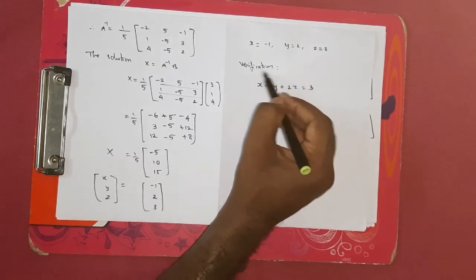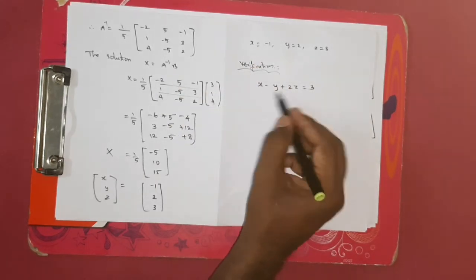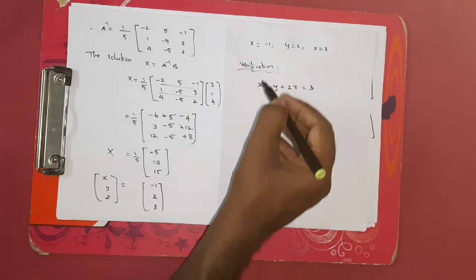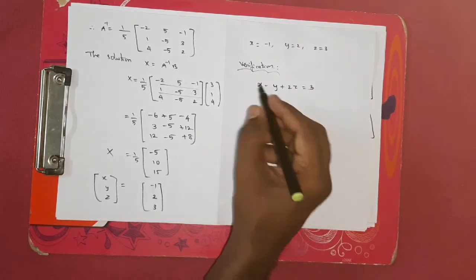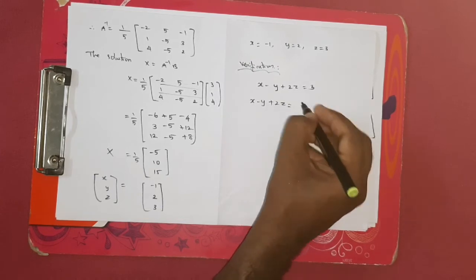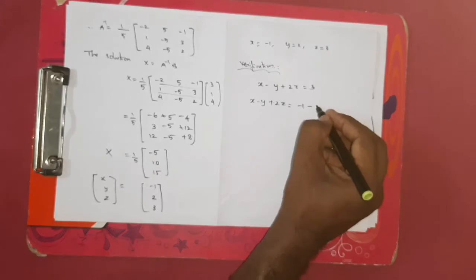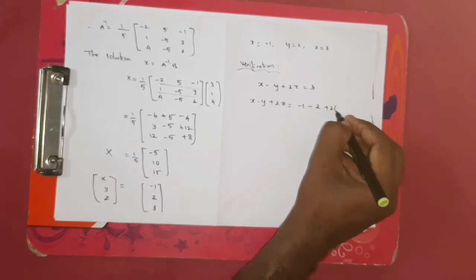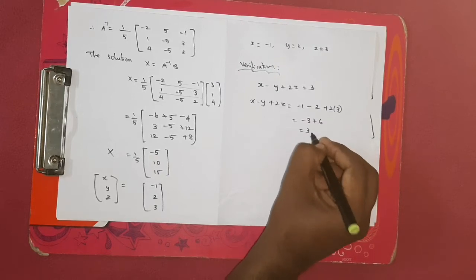Now we have a verification process. Out of the given 3 equations I choose the first one. So in the left hand side I am going to apply the x, y, z values here so that I should get 3 as the answer. Okay, let's check it. x minus y plus 2z equal to, x value is -1, then minus y value is 2, so -2 plus 2 into 3. So here -3 and here plus 6, so the answer is 3.